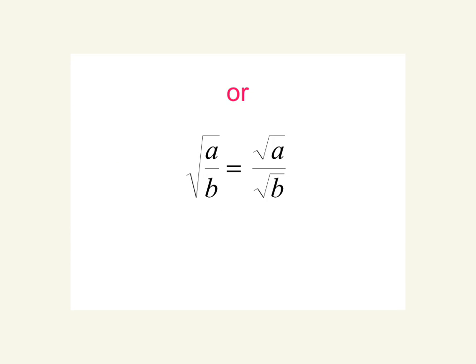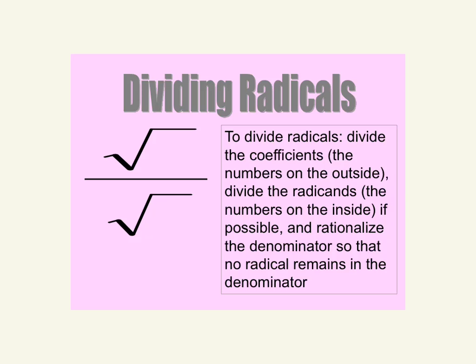It can be the square root of the fraction equals a fraction of square roots. And we'll use this idea to divide radicals. So again, the base idea to divide radicals is to divide the coefficients, which are the numbers on the outside, if you can, and then divide the radicands, the numbers on the inside, again, if possible, or at least reduce them if you can. And then rationalize the denominator so that no radical remains in the denominator. And this is a topic that we'll discuss here in the next couple.